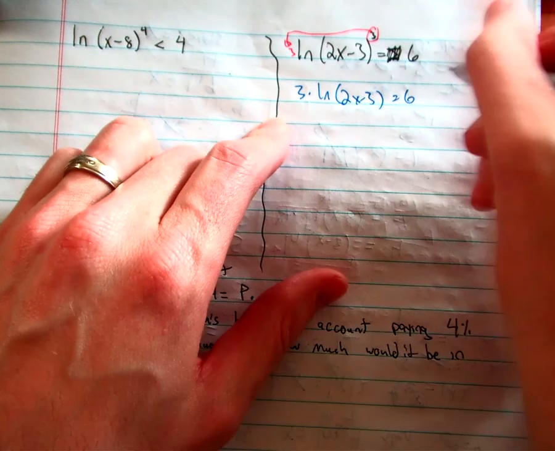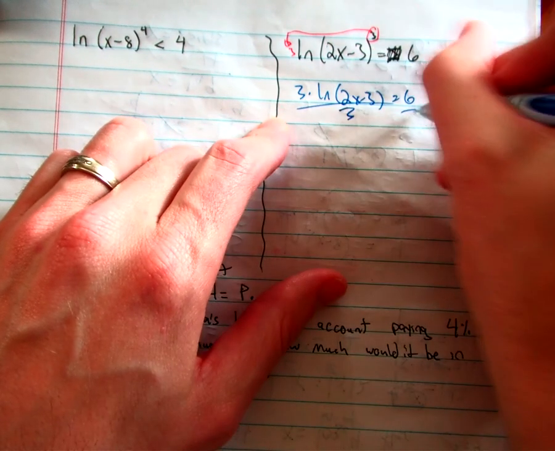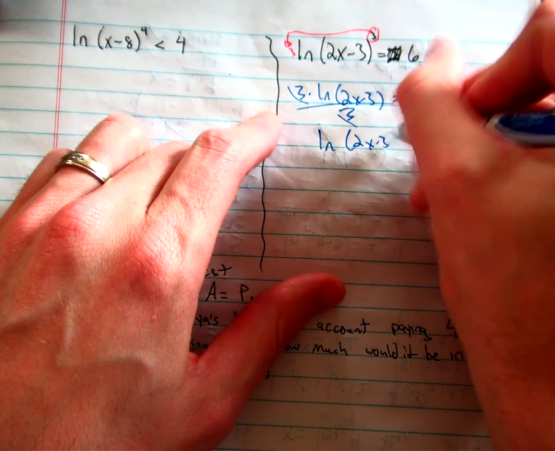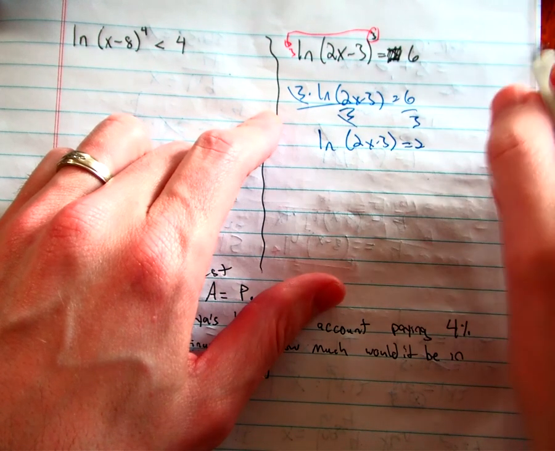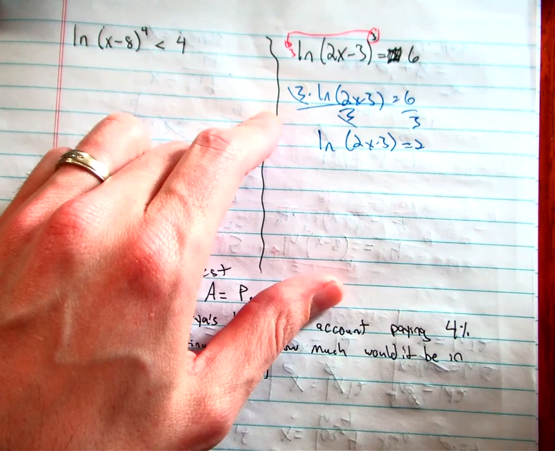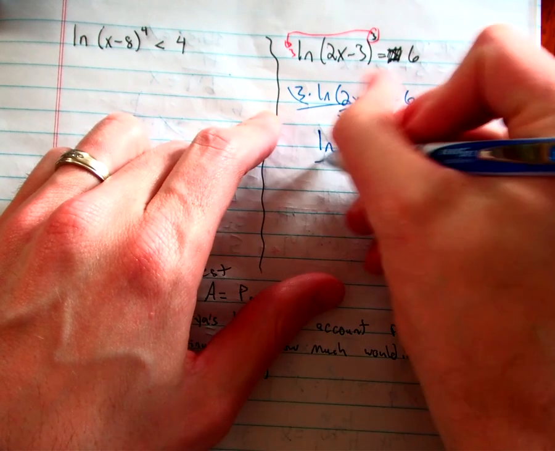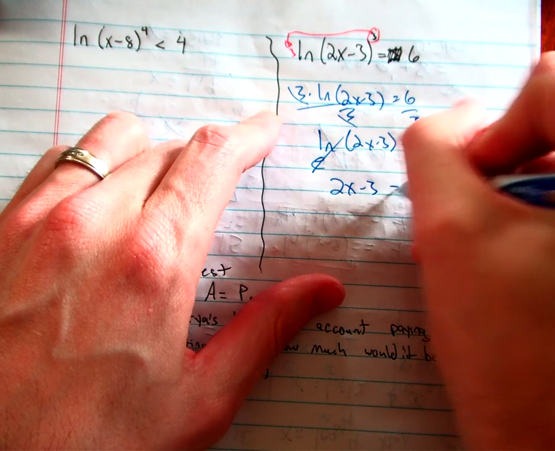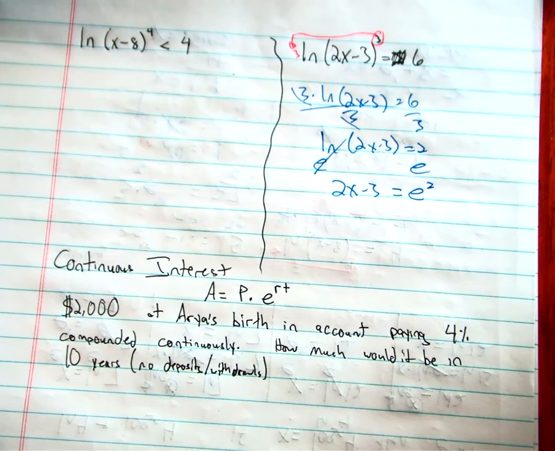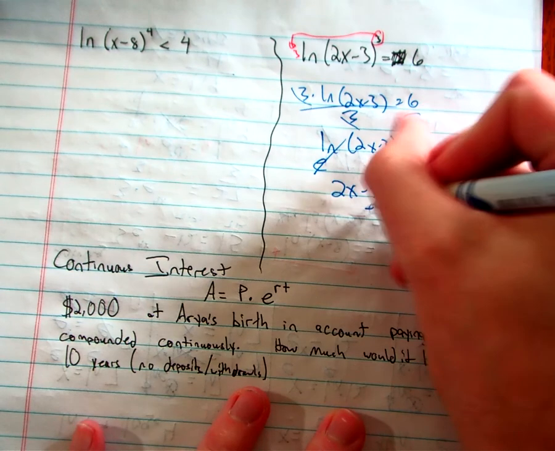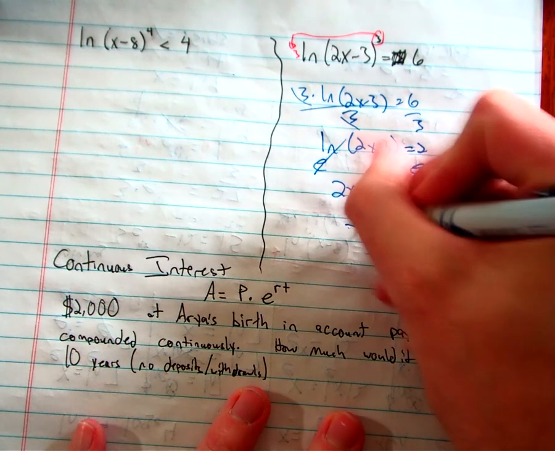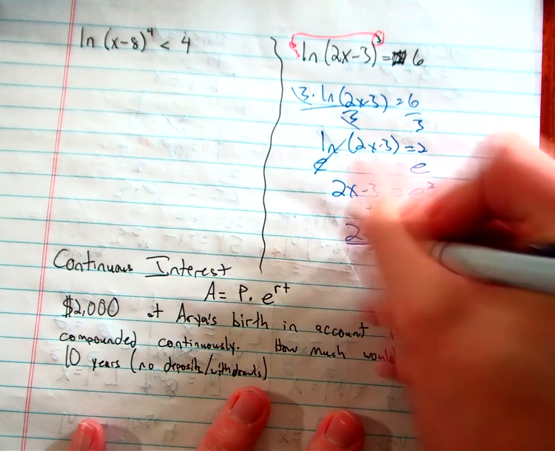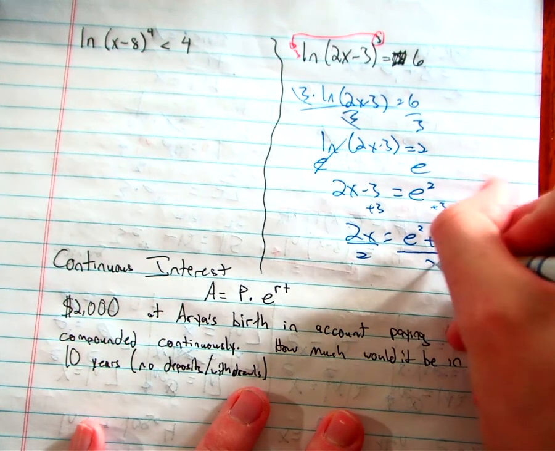So we're going to divide by 3. Okay. Next, we're going to bump everything up as a power of e. So we have 2x minus 3 equals e squared. Add the 3. And then divide by 2. We're going to divide that whole side by 2.